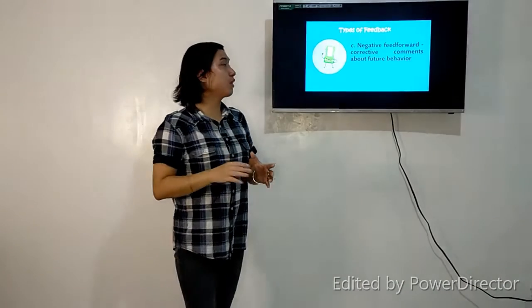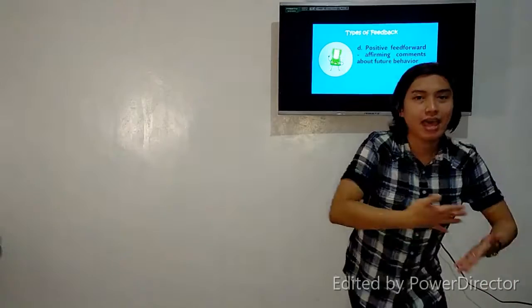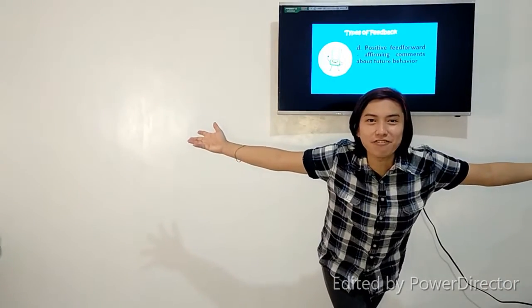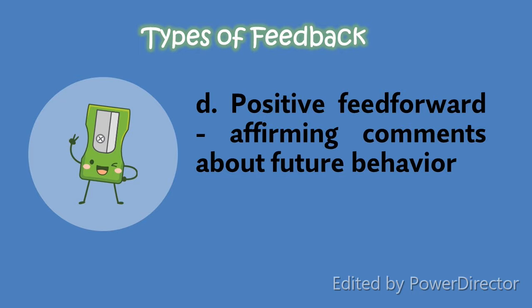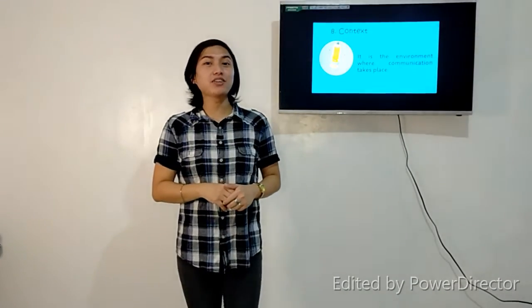The third one is what we call the negative feed forward, which means corrected comments about future behavior. The negative feed forward are the things that do not need to be repeated the next time you are speaking or sending a message to the same receiver. And the last one is the positive feed forward, which means affirming comments about future behavior. Positive feed forward are the things that would improve the performance in the future. Those are the 4 types of feedback according to Berry.